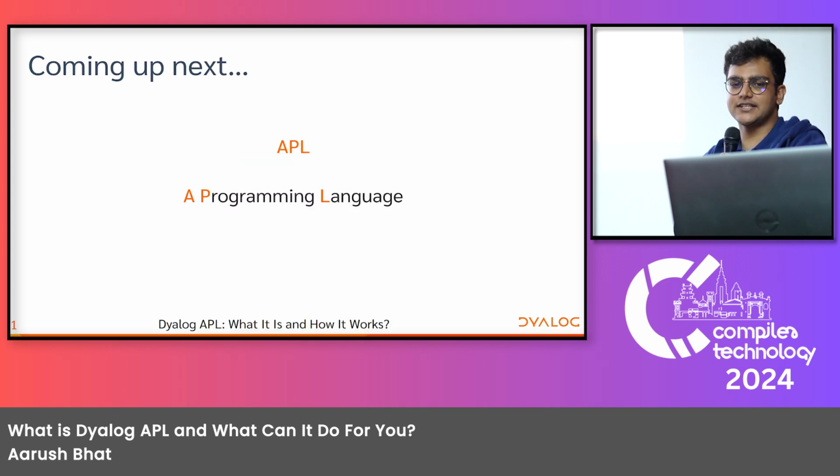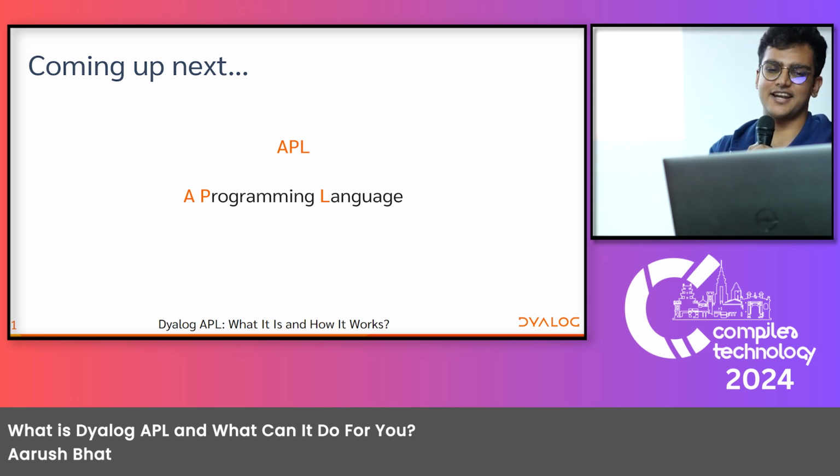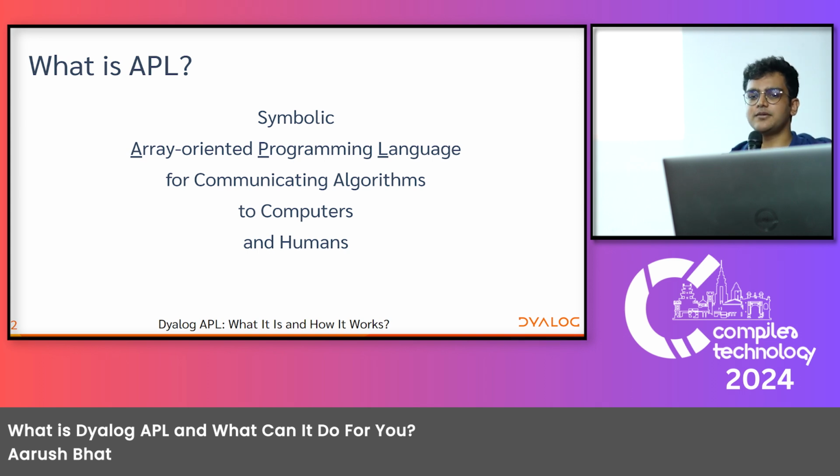I am happy that some people know about it. So coming up next is APL, which was originally a paper by Ken Iverson called A Programming Language. That's not where APL comes from, but it is also a programming language. APL is a symbolic array-oriented programming language. APL stands for Array-Oriented Programming Language. It is a language that changes the way you think about problems and data with a powerful and concise syntax, and it lets you develop shorter programs so that you don't have to think more about telling the computer what to do, but you have to think more about what you actually have to do instead of spending time communicating with the computer. So it is a symbolic array-oriented programming language for communicating algorithms to computers and humans.